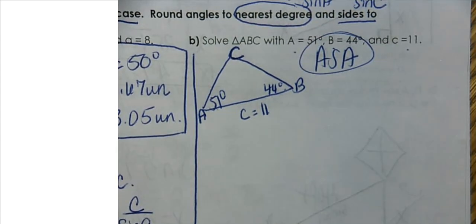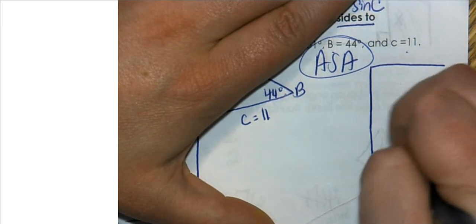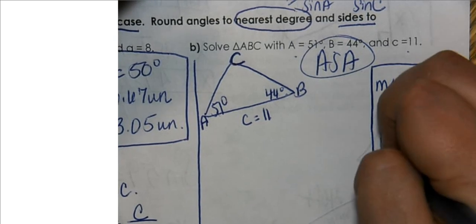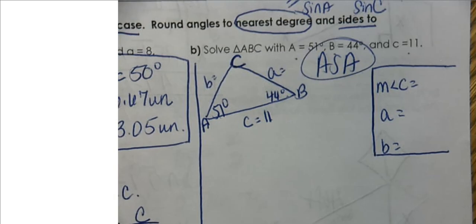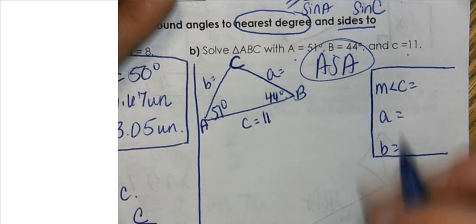And unfortunately, to start this problem, I don't have two of a kind, but I can come up with two of a kind really easily. So with respect to things that we need to find, I need to find the measure of angle C. I need to find what little a equals, and I need to find what little b equals. So I'm going to label little a, and I'm going to label little b. I can find angle C very quickly. So let me go ahead and do that.